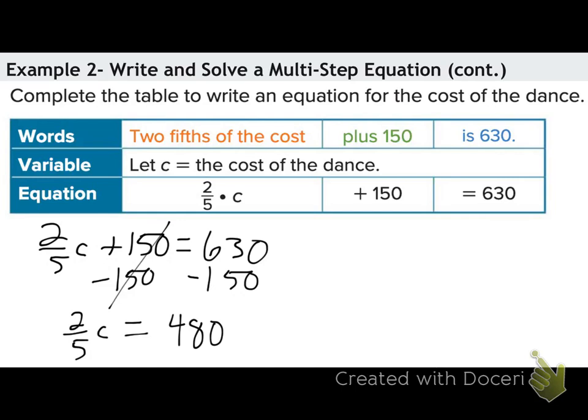Questions how I got that so far? Okay, I've got 2/5 C equals 480 now. Raise your hand if you can tell me what I need to do to get C by itself in this case.